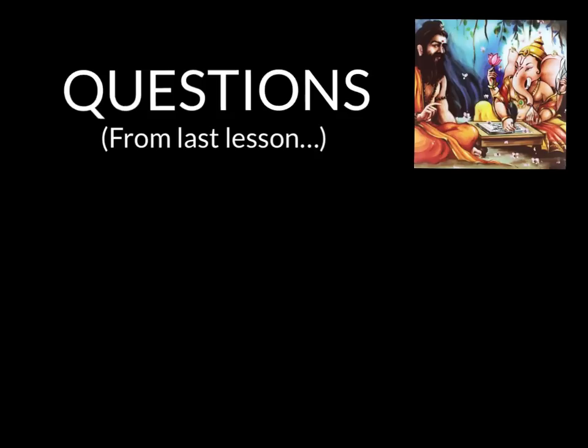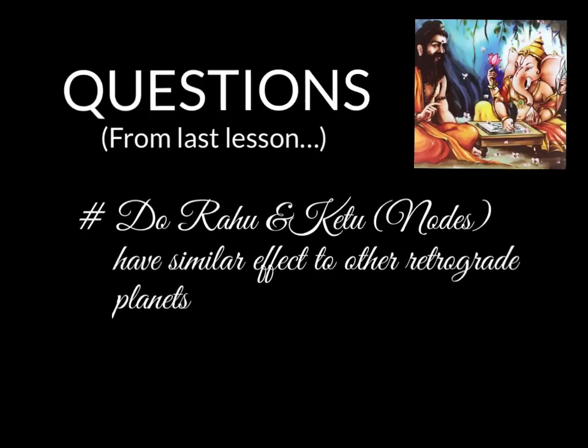The timestamps are below. First question, do Rahu and Ketu, north and south node of the moon, north node Rahu, Ketu south node, have a similar effect to other retrograde planets? Last lesson we learned specific important factors that retrograde planets all have in common. And the answer is most definitely not. Do not apply to Rahu Ketu what I spoke about last lesson.